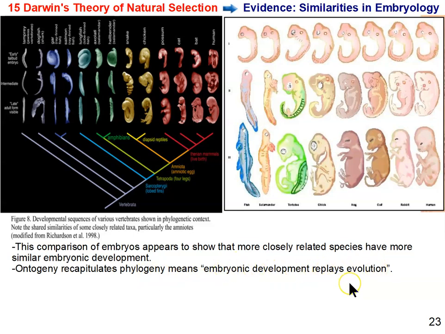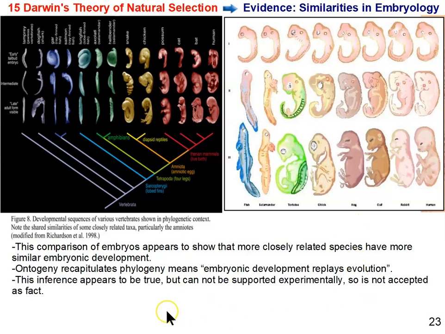It's a concept, an idea, an inference that could be made from this kind of evidence, comparing embryonic development between species. But it's really not supported by experimental evidence. Therefore, it's not accepted as fact, right? It's an interesting idea, and it kind of seems to be what's going on, but it's not supported as fact. I just wanted you to be aware of that, though.